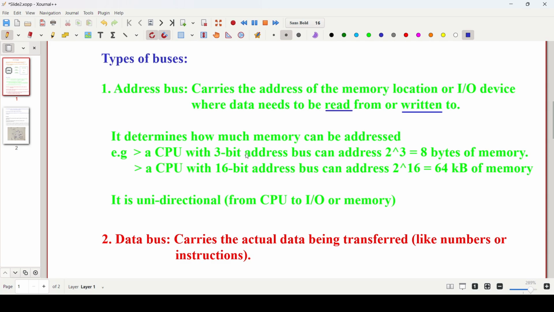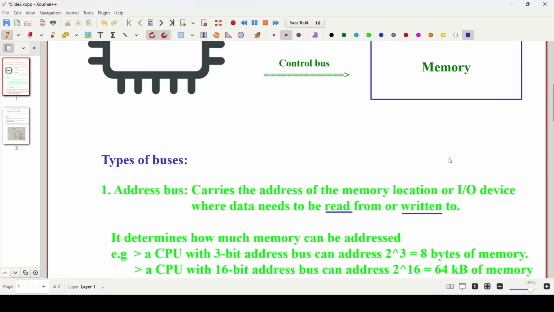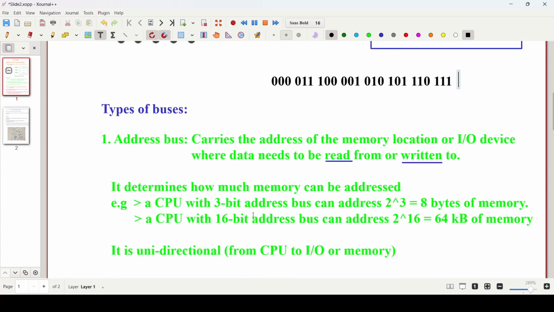A CPU with a 3-bit address bus can address 2 to the power 3, that is 8 bytes of memory. So the memory is divided into 8 blocks, like 2 to the power 3 means 8 bytes of memory. They will look like 000, 001, 010, 011, 100, 101, 110 and 111. So there are a total of 8 blocks inside the memory, and the CPU can address all these memory locations.